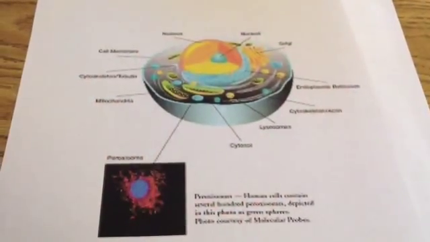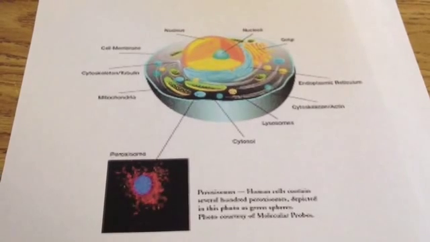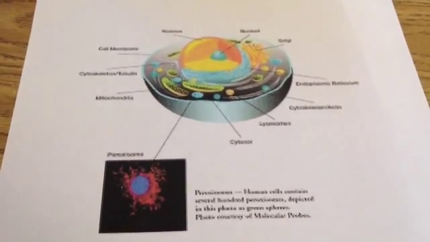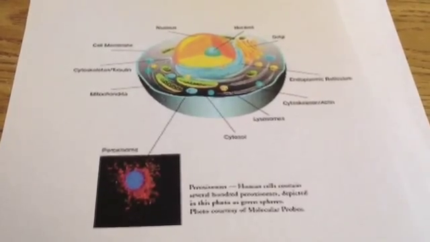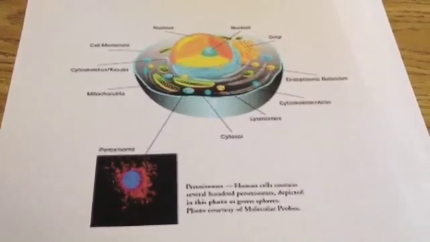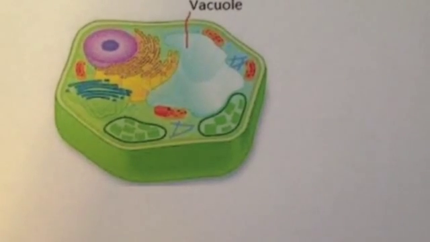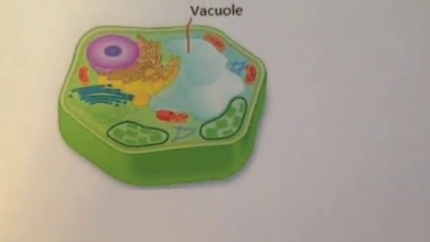A peroxisome is an organelle containing enzymes that transfer hydrogen atoms from various substrates to oxygen, producing and then degrading hydrogen peroxide. The vacuole is a membrane-enclosed sac that is part of the endomembrane system of a eukaryotic cell and has diverse functions.